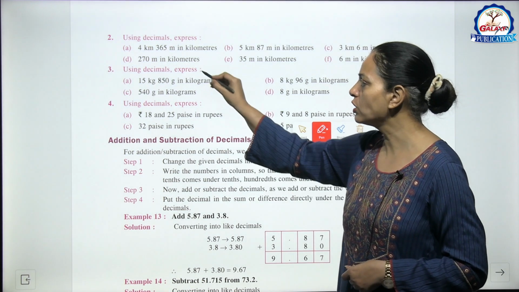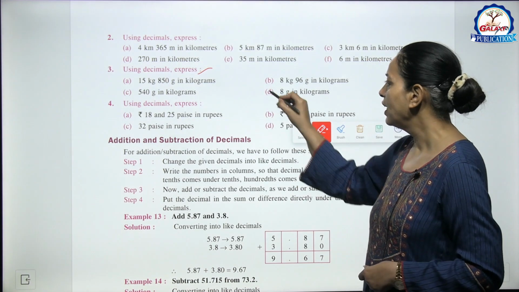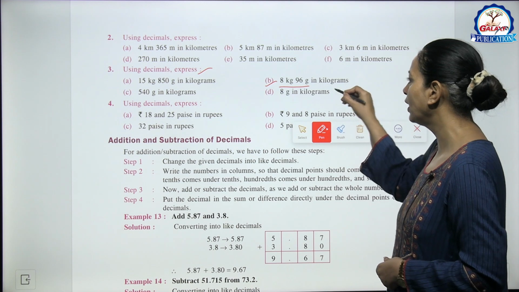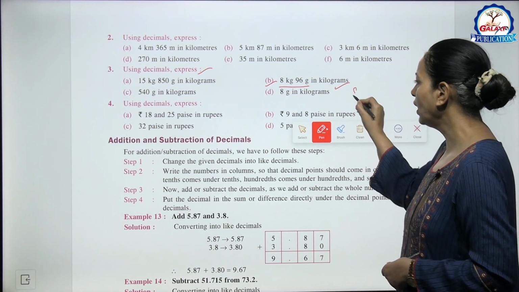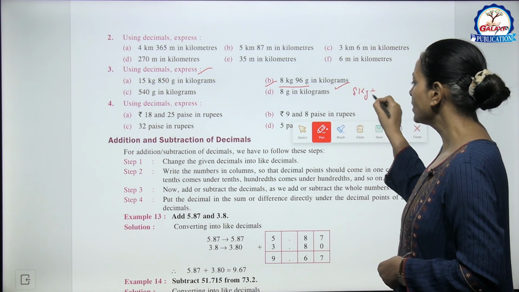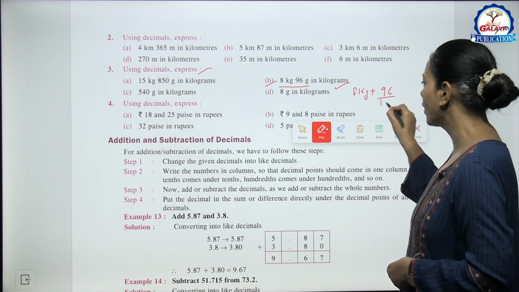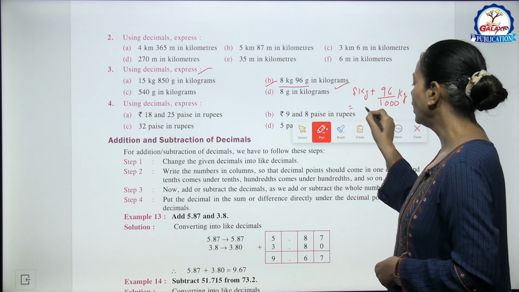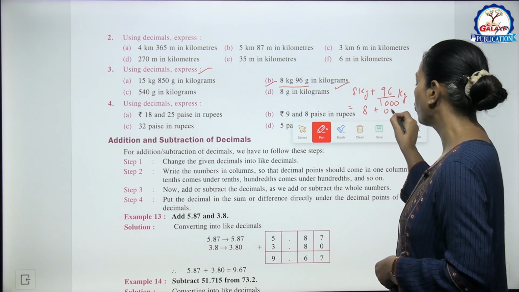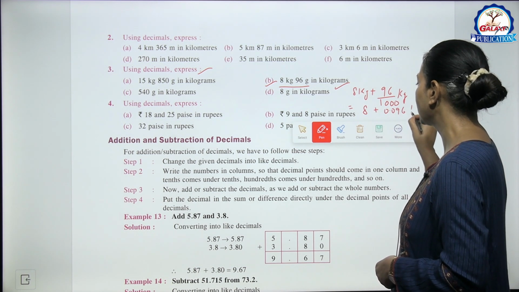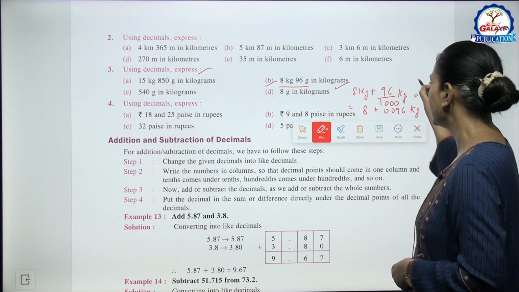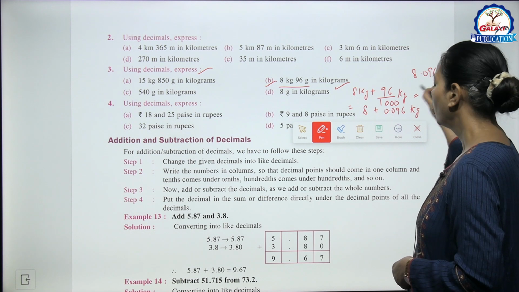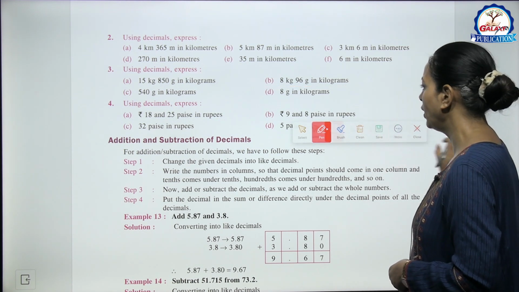Question number 3, using decimals express. Like B part, 8 kg 96 gram in kilogram. So 8 kg as it is plus 96 gram. This becomes 96 upon 1000 kg. Yani 8 plus 0.096 kg. So answer is 8.096 kg. Okay. Similarly, you can try remaining parts.